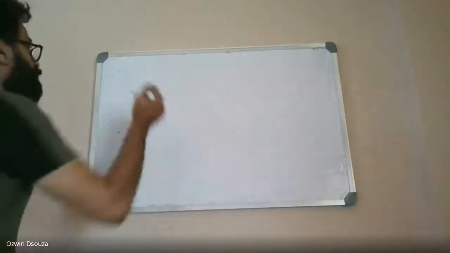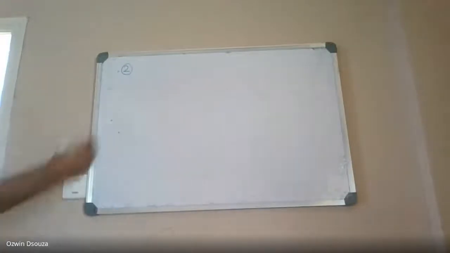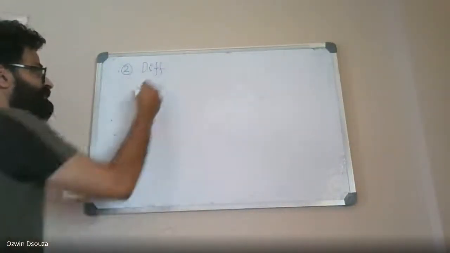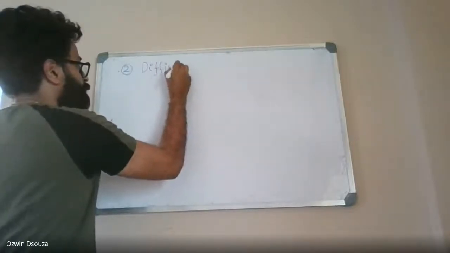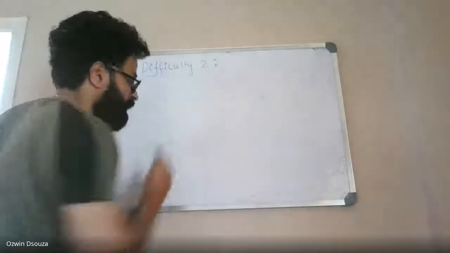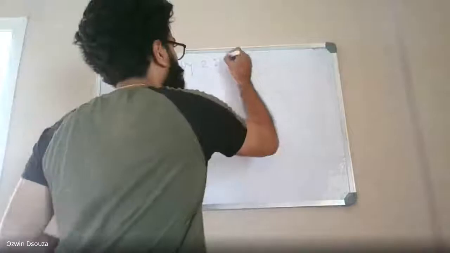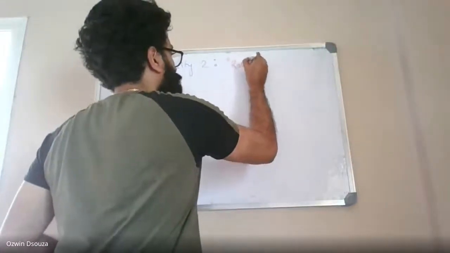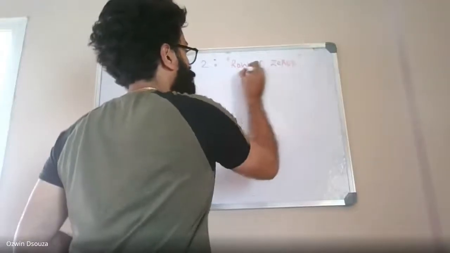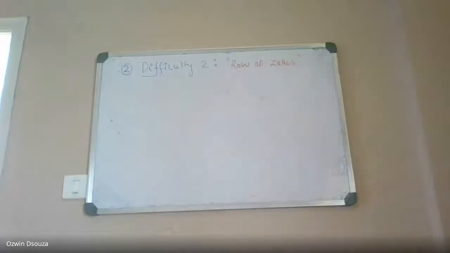Okay. So we also have difficulty 2. So next up, what we have is difficulty 2. And this difficulty 2 is commonly called as row of zeros. It is also called as row of zeros.